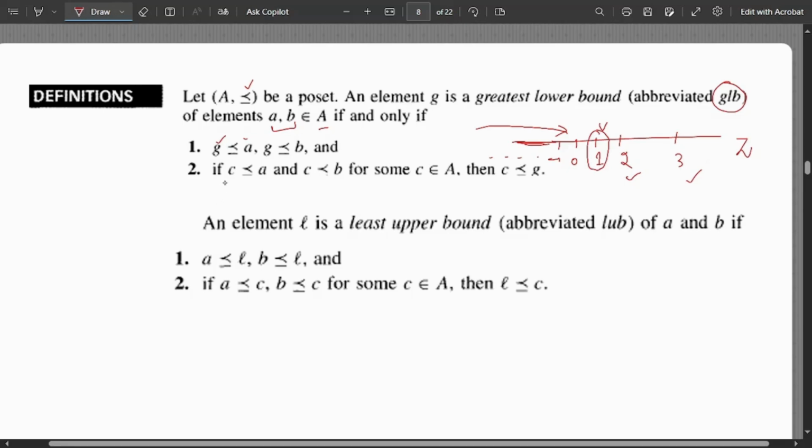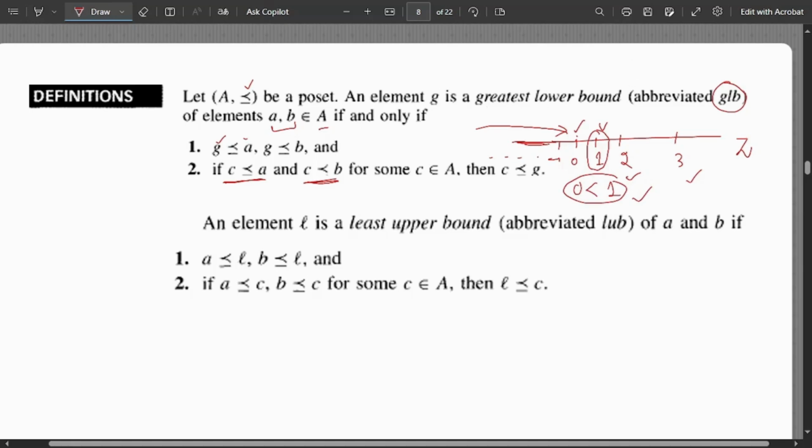Similarly, suppose C is another lesser element which is less than both A and B, then C must be less than or equal to G. If we understand this with the example, suppose 0 is also less than 2 and less than 3, that implies 0 must be less than or equal to 1, which is obvious. So this is the greatest lower bound.